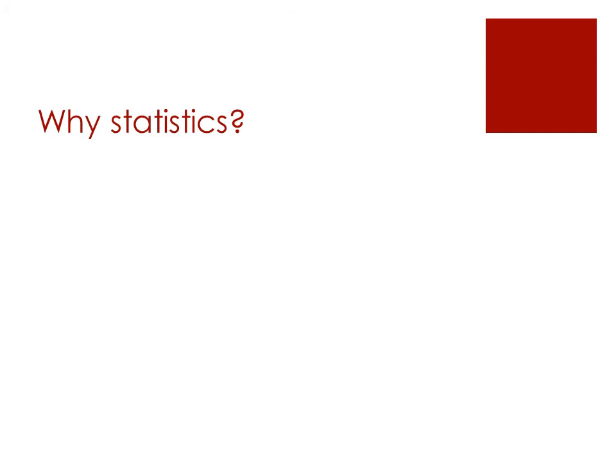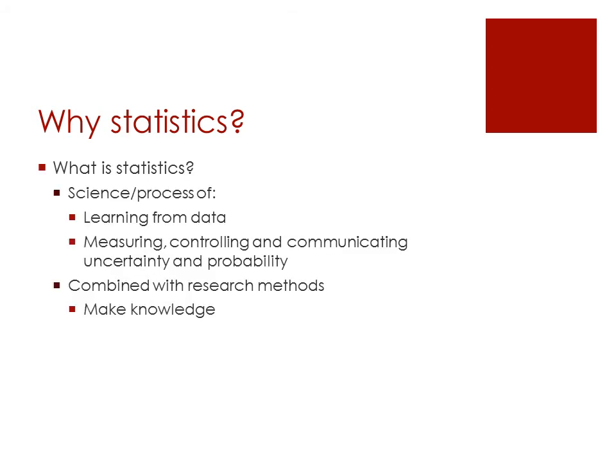Okay, now let's step back for a moment from thinking about just the structure of the course and think about why we're even taking this course. Why statistics? Why does this even matter? Well, statistics is in fact the science or the process of learning from data. So we measure, we control, and then we communicate about uncertainty and probability for outcomes. This combines with solid research methods to allow us to make knowledge. That's really what we're doing in this class. You make knowledge. You want an answer to a problem. Statistics is part of getting the answer, a data-based answer.